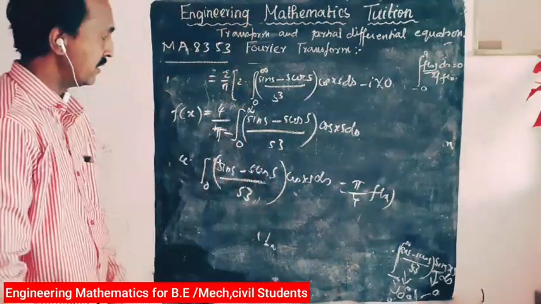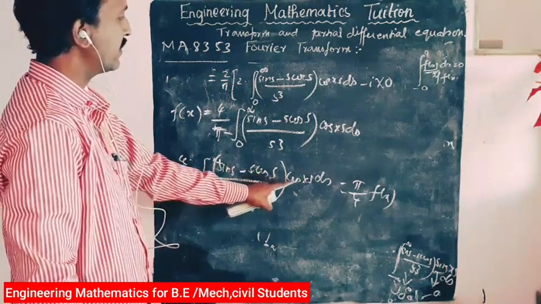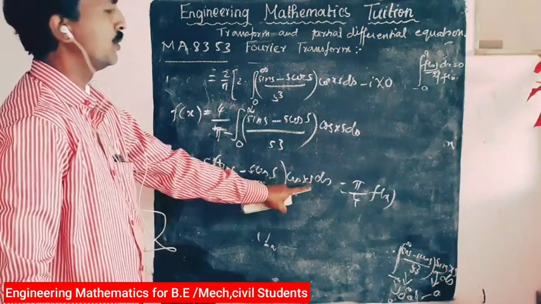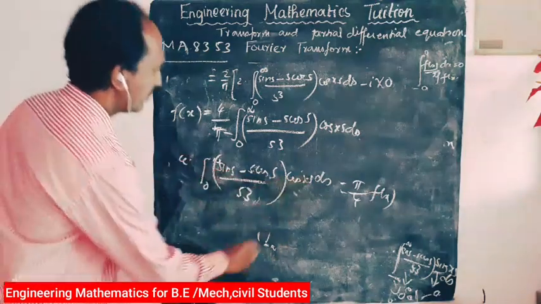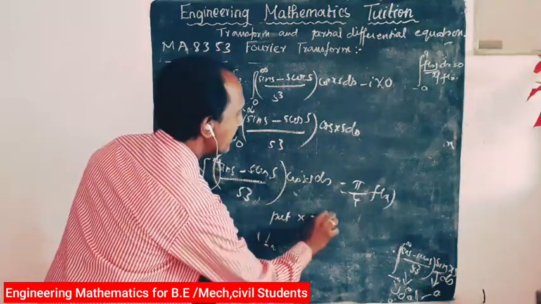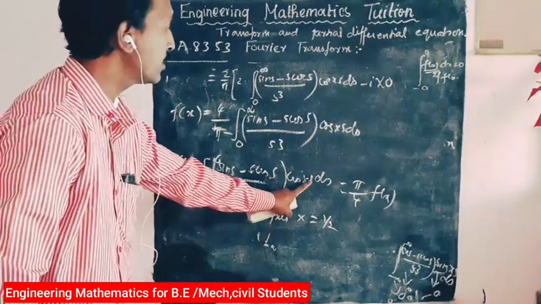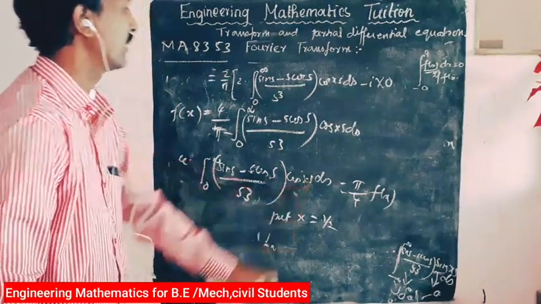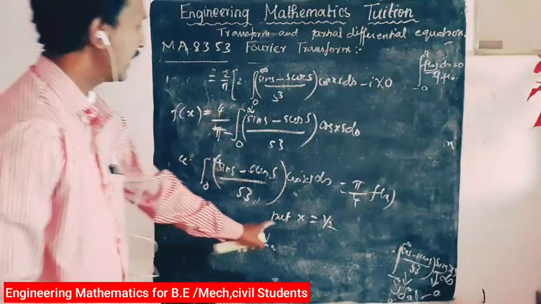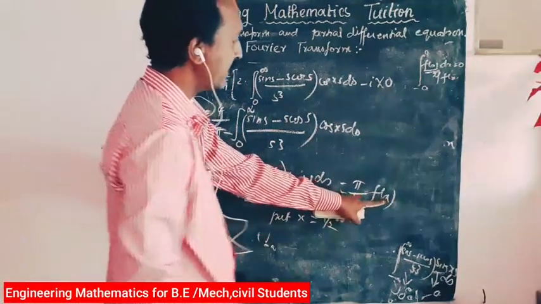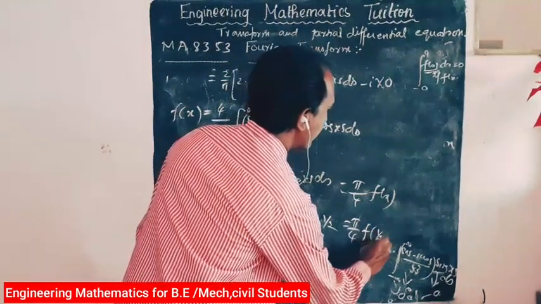Actually the required part is in terms of (sin s minus s cos s) into cos s by 2. So we eliminate this x term. We take x is equal to 1 by 2, because in the required part the term is cos s by 2. So x is equal to 1 by 2, and we write pi by 4 f of 1 by 2.